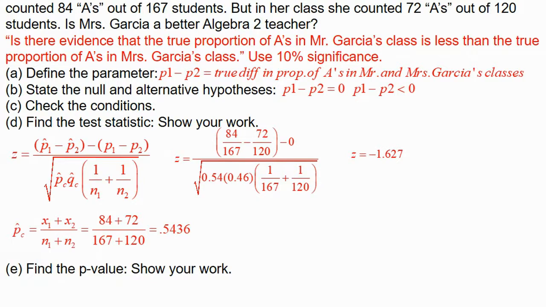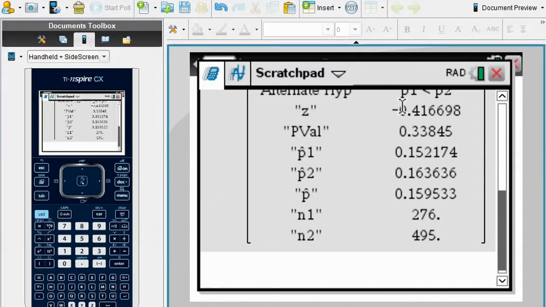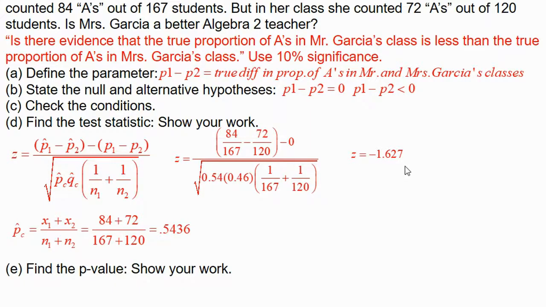Remember that you could also just get your calculator and try that 2 proportion thing. So hopefully you tried it. And then if you do use the calculator, it gives you your test statistics, so negative 1.6. It also gives you the p-value, 0.05.